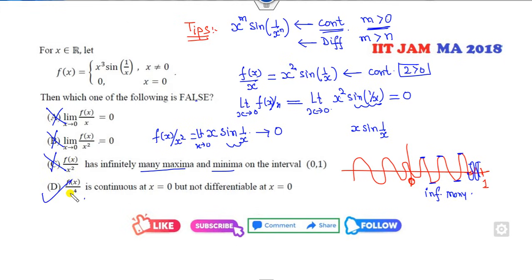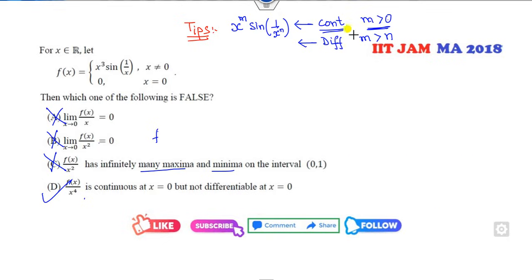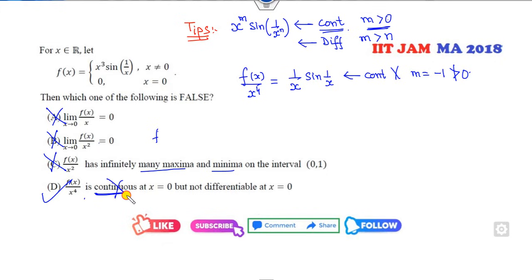The left option is here. But how can you check the last option? Because they are talking about continuity and differentiability, I can use this concept. What is f(x) for x = 0? It's (1/x) sin(1/x). Is it continuous? No. Why? The value of m is -1, which is not greater than 0, but it said continuous, so that option is wrong.